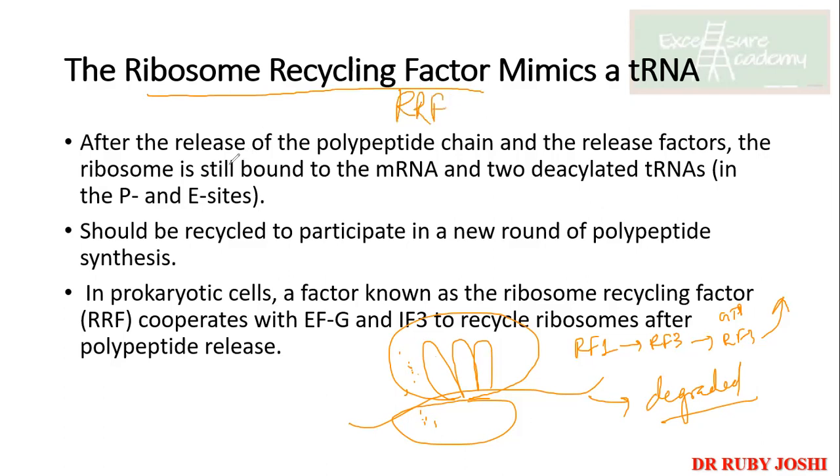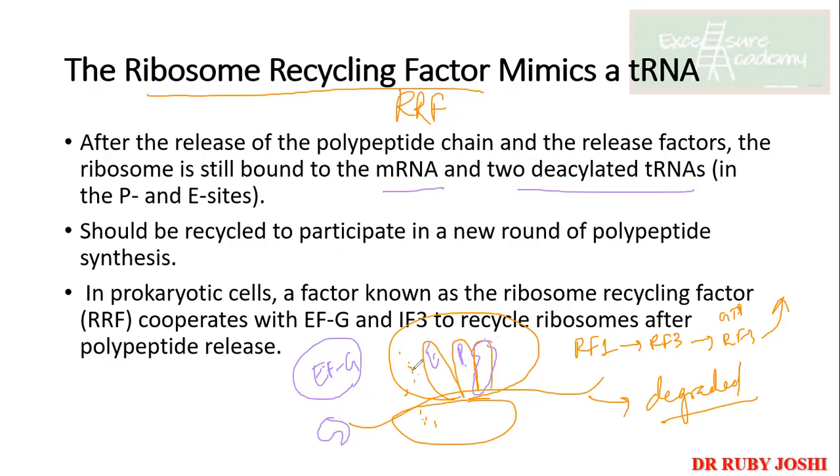Now after the release of the polypeptide chain and the release factor, the ribosome is still bound to the mRNA and two deacylated tRNAs, right? One was in P and one was in E, if you remember. Now during elongation, what we have discussed is that whenever EFG comes and undergoes GTP hydrolysis, there is an opening of the EFG structure. Earlier the structure is like this. When GTP hydrolysis happens, it becomes like this. So it pushes from A to P, right? And P moves to E. So that's how elongation was happening.